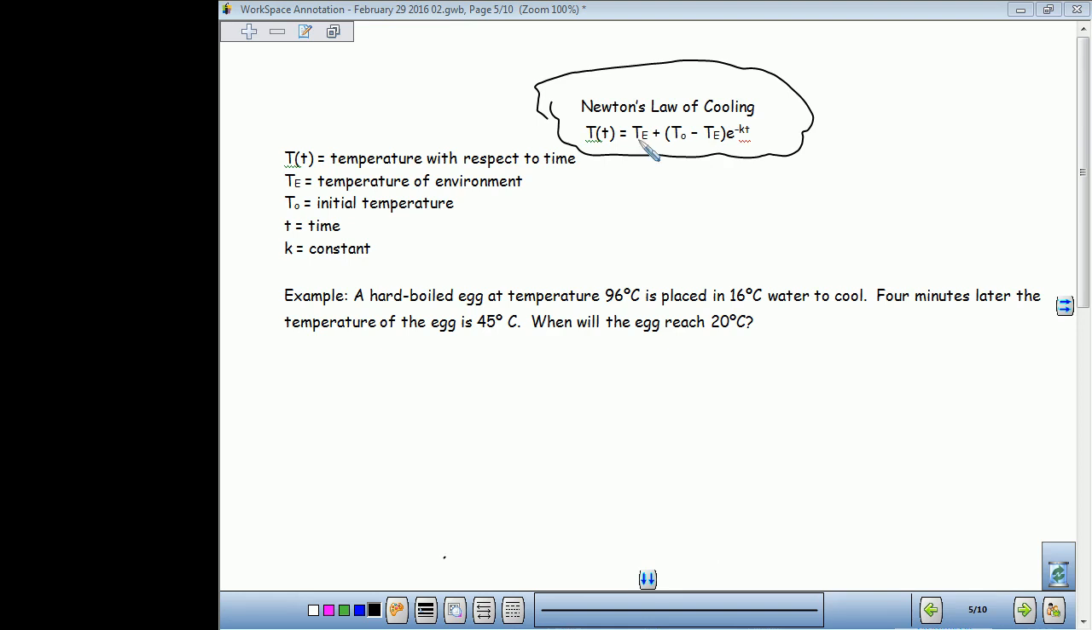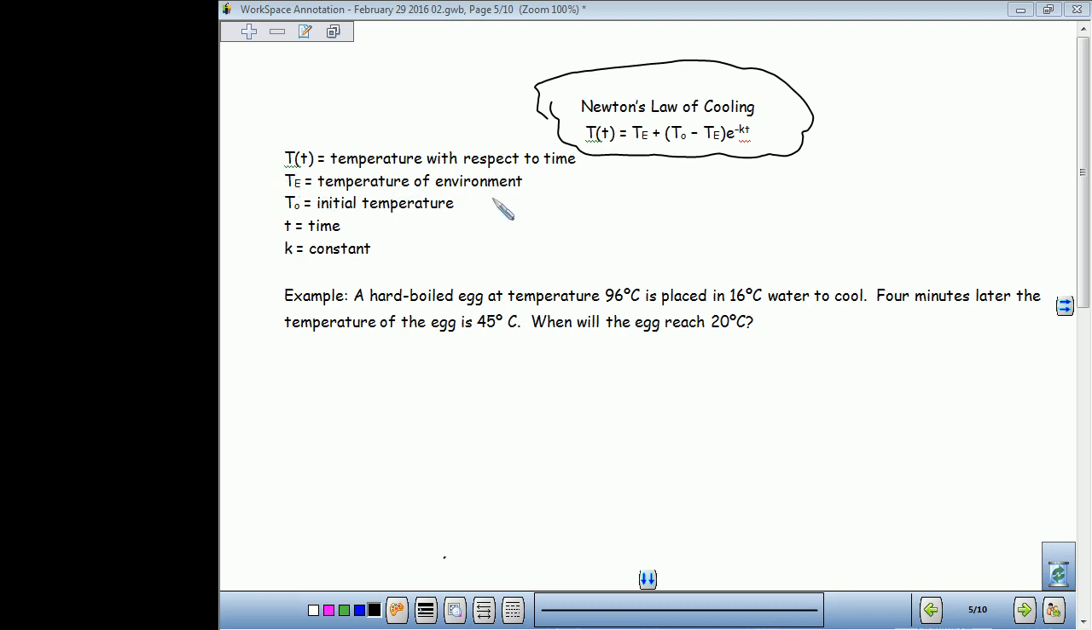And we're looking at Newton's law of cooling today. So we have actually done some problems with Newton's law of cooling, but today that's our total focus. So let's make sure we understand each and every part of this formula. T of t. What does this part mean in the formula? T of t represents the temperature of an object with respect to time. So as time passes, what happens to the temperature of the object?